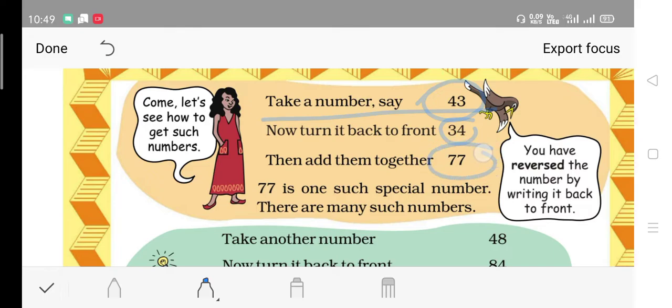Now look at this number 77. Even if you reverse it, the number remains the same. So such numbers are called special numbers. I hope you understood. Now let's move ahead.